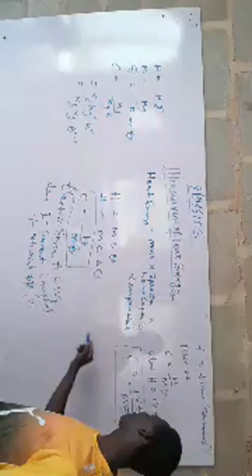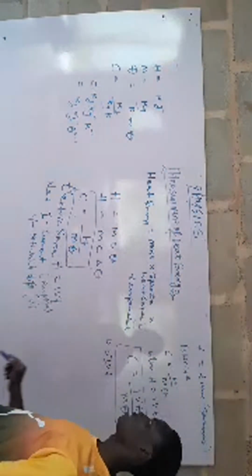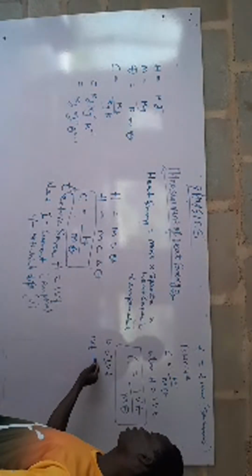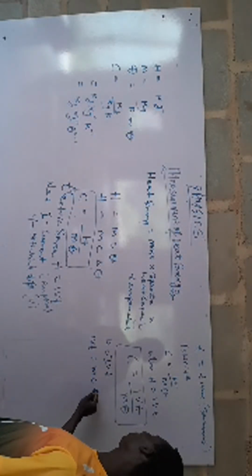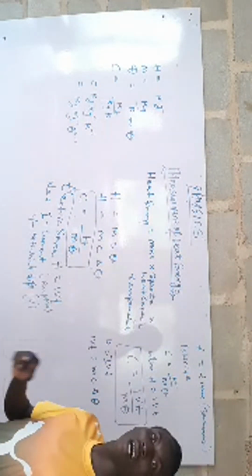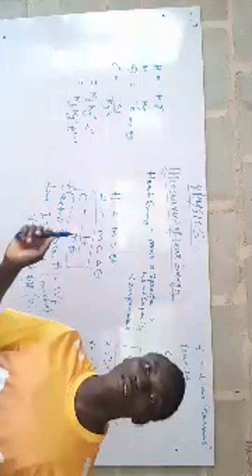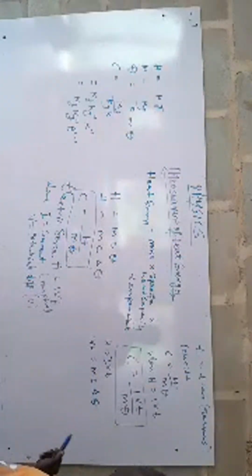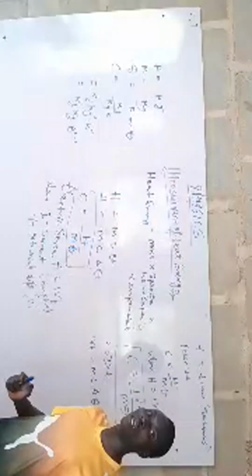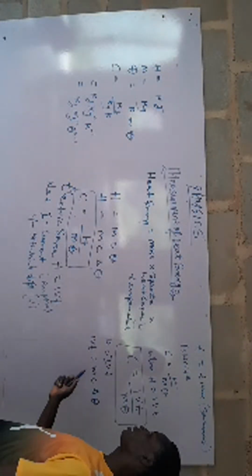Take from this place now. When H equals IVT, if you replace it in this equation, that means IVT equals MC change in theta. I've said earlier that theta represents our temperature, from the given equation we have here on the board. So whatever the question asks you to calculate, that is what we are going to calculate from it.